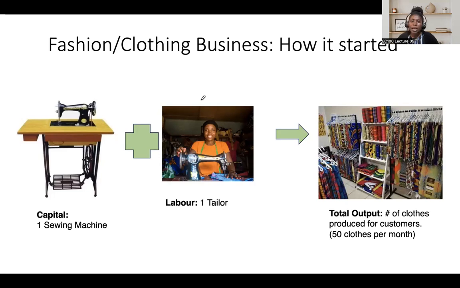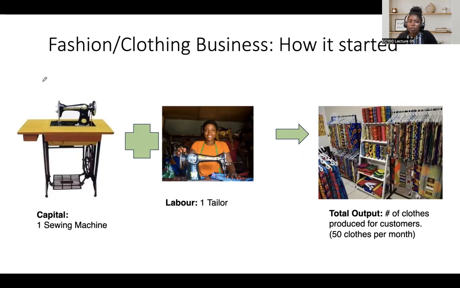So let's say this is how it started. For someone who is in this business, this is what they would need, right? This is their machine, the sewing machine. And then they will definitely need a laborer, a tailor, just one. And then this is the output. So let's assume these are the kind of clothes that they produce. You can also think of other inputs. This was just an example.